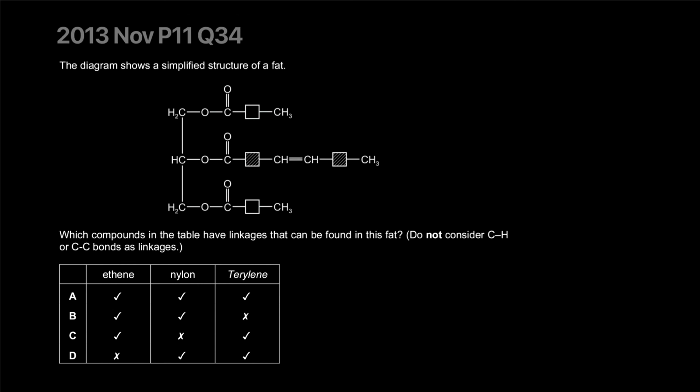But yeah, you do have the ethene linkage because of the carbon-carbon double bond, right? You do have terylene linkage, right? Because terylene is the ester linkage. And of course, lo and behold, you have all three ester linkages, right? Nylon linkage is going to look like this. I'm sure everyone knows, that's the amide linkage, or very similar to the amide linkage.